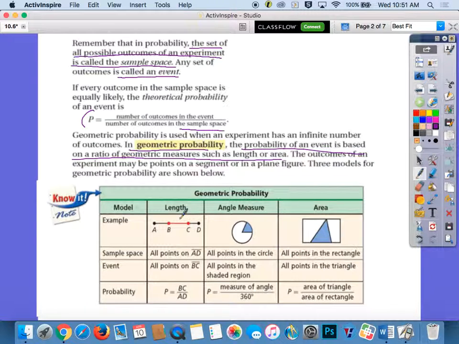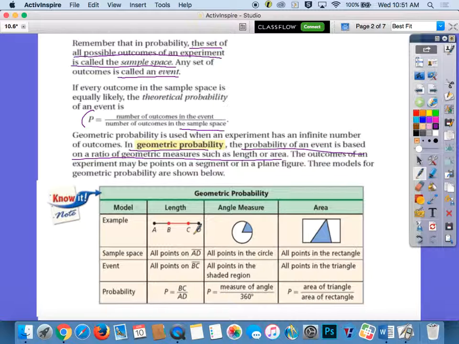Okay, so when you're looking at line AD, your sample space would be all the points on AD that you have. And then if you want to find the probability of landing on BC, you're going to have the probability of BC over AD. The probability of landing on BC versus all the possible points.